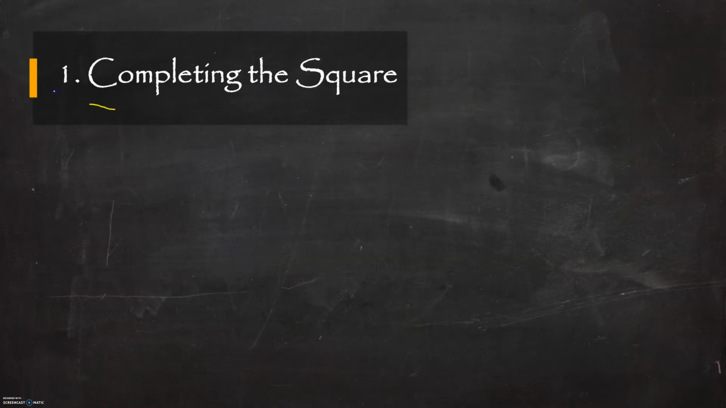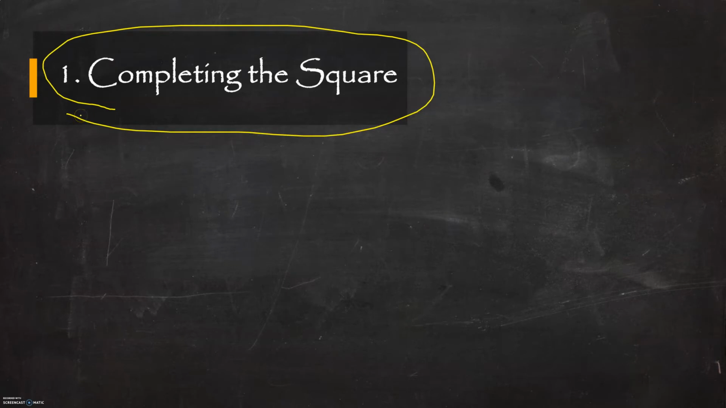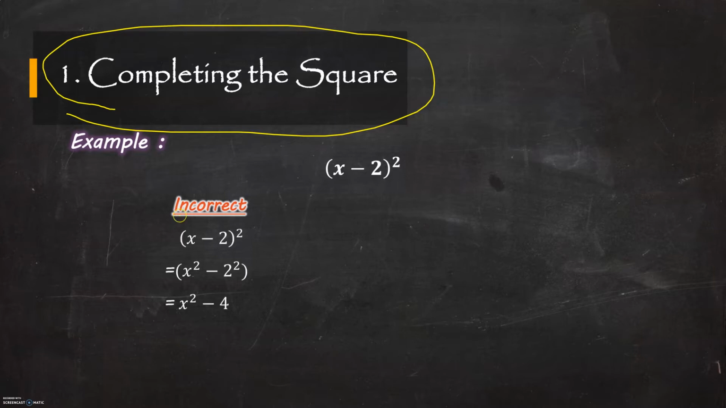The first one is completing the square. Here is my example. I have (x minus 2) squared and we want to simplify it. This is the incorrect sample that I saw a student make before. What they did is simply distribute the exponent to each term within the parentheses. So then they have x squared minus 4. This is definitely wrong. How would we correct it?